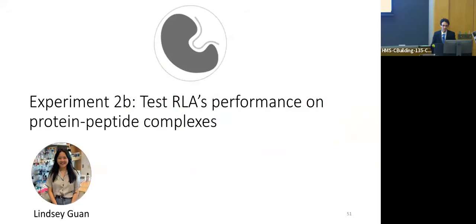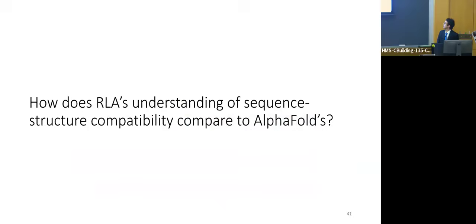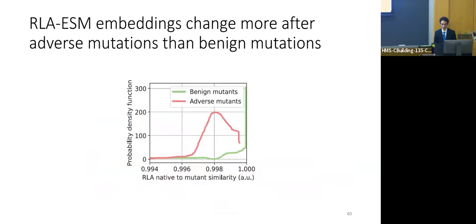Jerry, I was asking, for your monomer mutation task, did you make single mutations? Does RLA understand mutations that are known to disrupt folding or function? I think Jerry's trying to know, are there known experimental mutations?